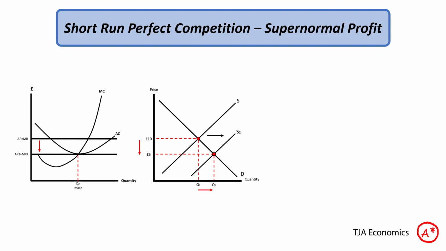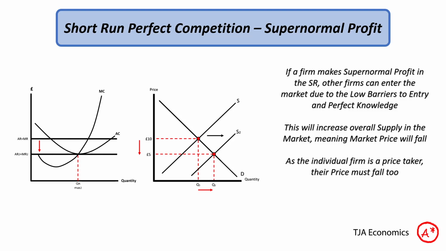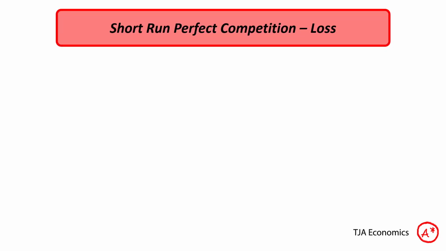So, we've got a little chain of reasoning here. If a firm makes supernormal profit in the short run, other firms can enter the market due to the low barriers of entry and perfect knowledge. This will increase overall supply in the market, meaning market price will fall. As the individual firm is a price taker, their price must fall too. This will continue until the firm simply makes normal profit. And it works both ways too.